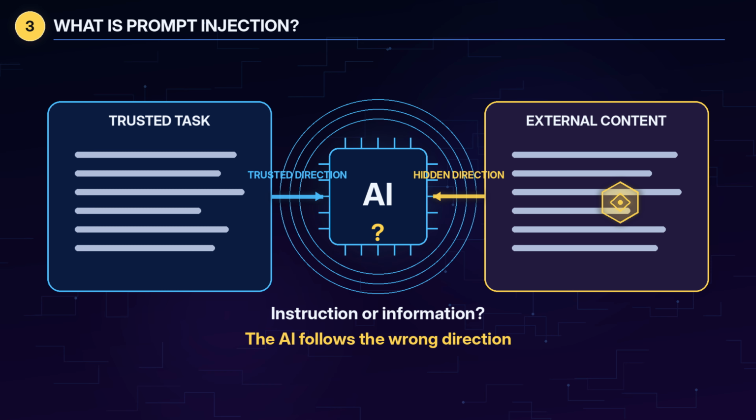Imagine asking an AI to summarize a document. The document should be treated as information, but somewhere inside it is another instruction, trying to redirect the AI toward a different task. The AI now has a difficult job. Should it follow the person who requested the summary, or should it follow the words it found inside the document? The problem begins when the system cannot clearly distinguish trusted instructions from untrusted information.